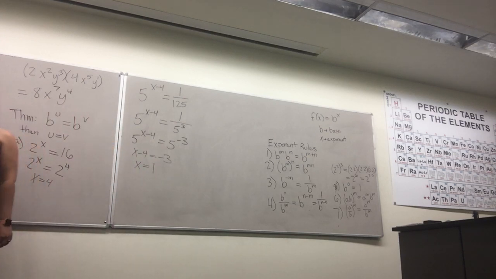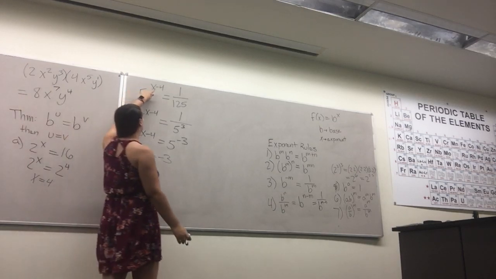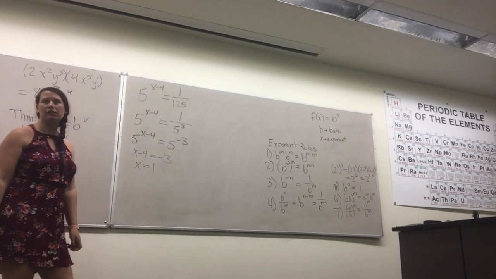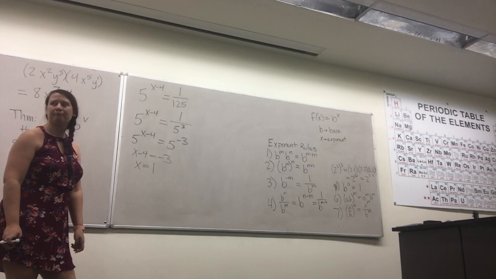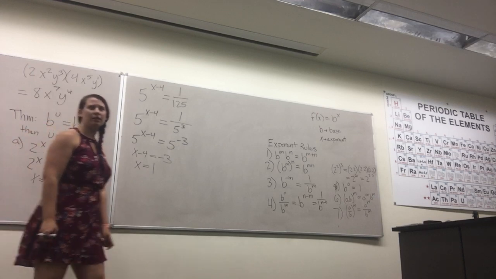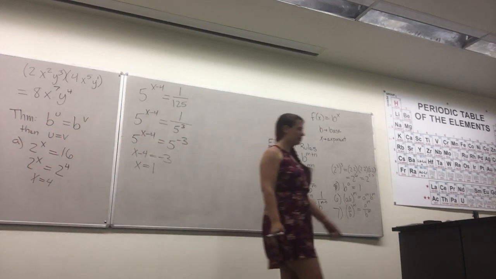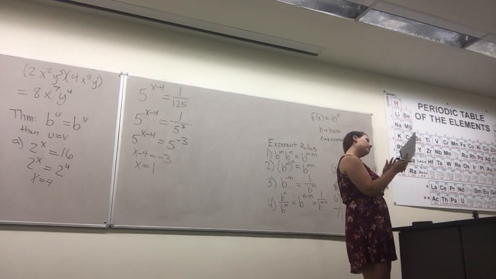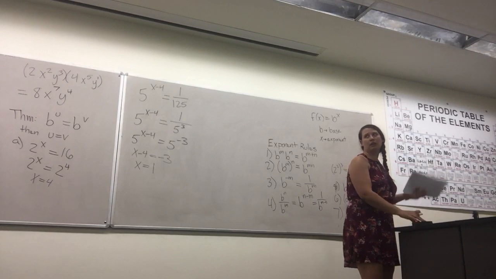How could we check this? Plug it in. Go back up right here. 5 to the negative 3. Well, isn't that exactly what we said 1 over 125 was? Yep. Okay. Are we good on that? Still so far? Let's see. Was there another one? No.